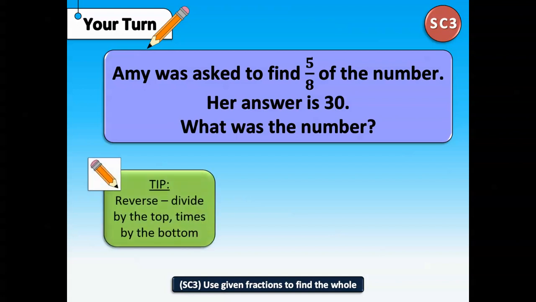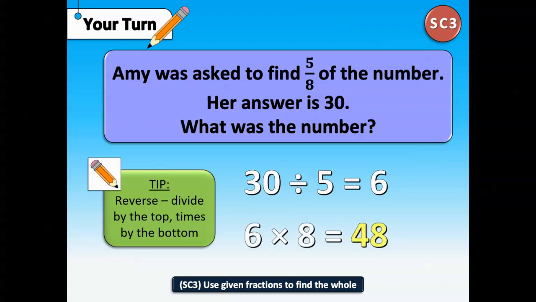So we can work backwards doing the opposite. So we can start by doing 30 divided by 5, which is 6, and then 6 times the number on the bottom, so that's 48. So the original number was 48.